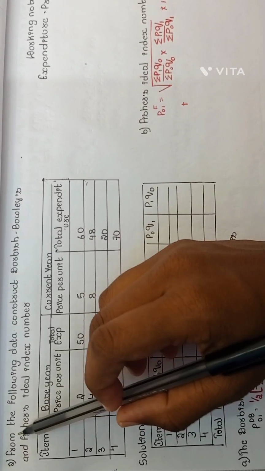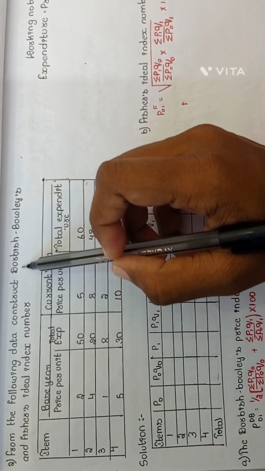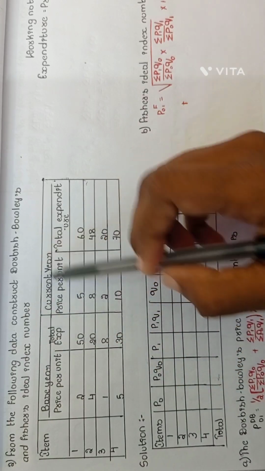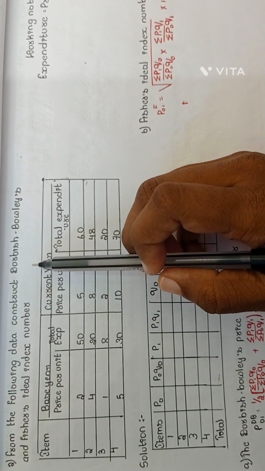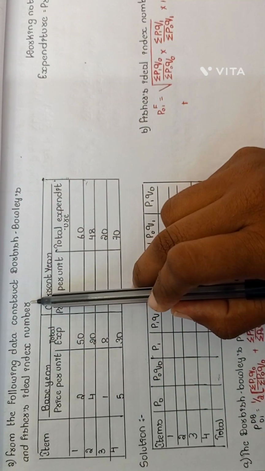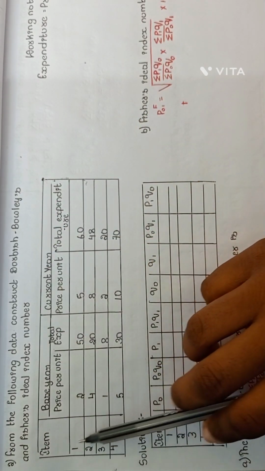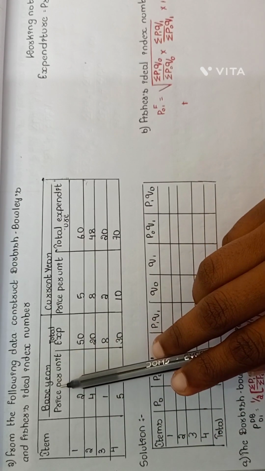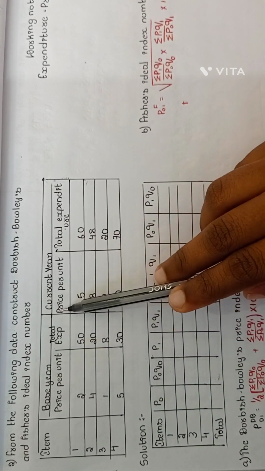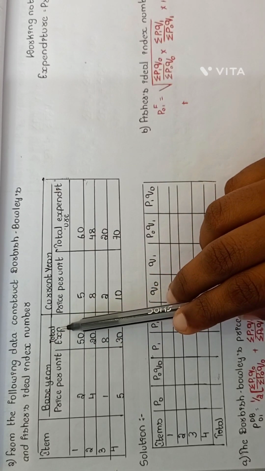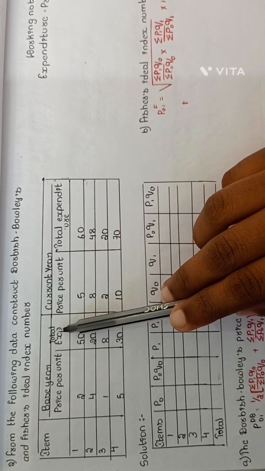First, let's start with a question. From the following data, construct Drobish-Bowley's and Fisher's ideal index number. In this question, we have to compute the Drobish-Bowley's and Fisher's ideal index number. They have given a set of items 1, 2, 3, 4, and the base year price and also the total expenditure. This is just the expenditure, so we should not consider this as a quantity.